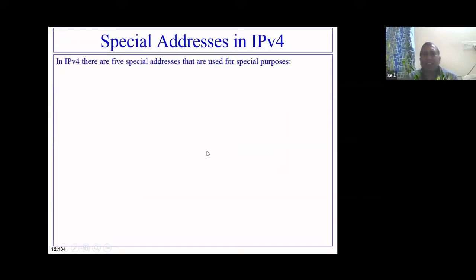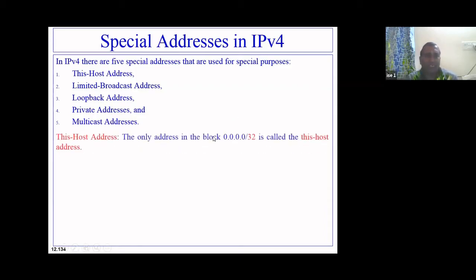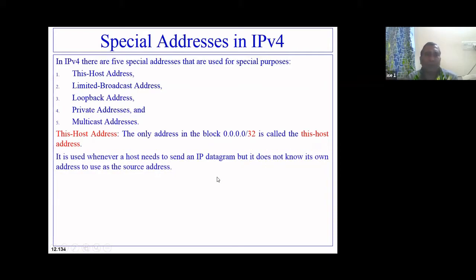Now, basically, special addresses that are associated with IPv4. IPv4 has 5 types of special addresses. One is called this host address. Second is called limited broadcast address. Third is called loopback address, fourth is called private address, and fifth is called multicast address. Now we shall see them one by one.